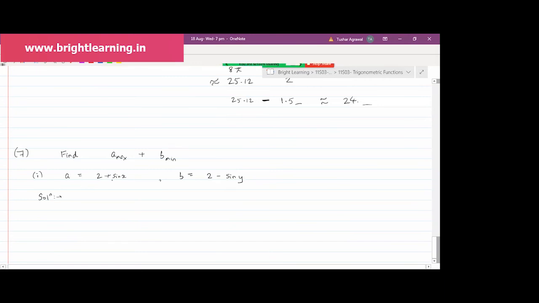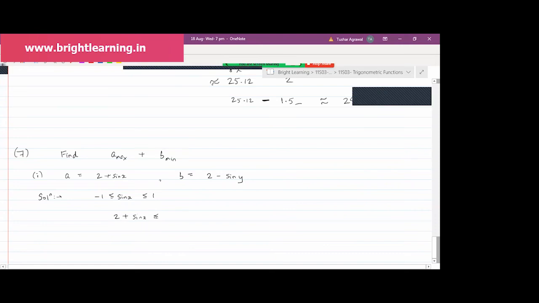Sine x, a maximum. Sine x takes the values from 1 to minus 1. All the values from minus 1 to 1. So 2 plus sine x, if I just add a 2 everywhere, the inequalities that we did, 2 plus 1, 3, minus 1 plus 2 is 1. So 2 plus sine x, that is a. A lies between 1 to 3.